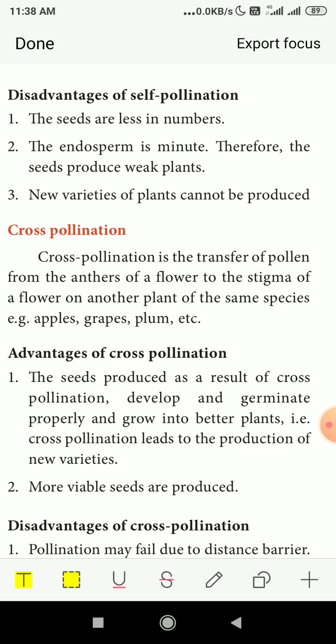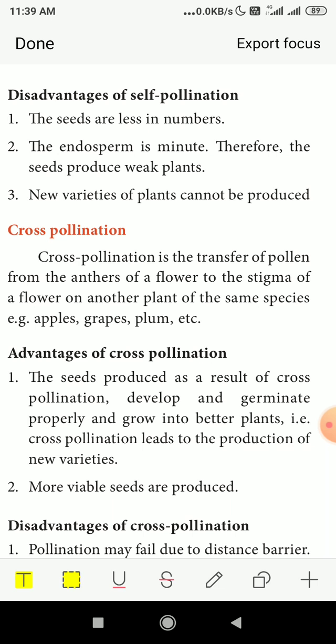Cross pollination is the transfer of pollen grains from the anther of a flower to the stigma of a flower on another plant of the same species. That means if there is one hibiscus plant and another hibiscus plant, the pollen grains of the flower of one plant fall on the flower of the next hibiscus plant. That is called cross pollination. Hibiscus pollen grains will fall and get fertilized only in hibiscus of the same species. If they fall on another species, they will not get fertilized. That is known as cross pollination.